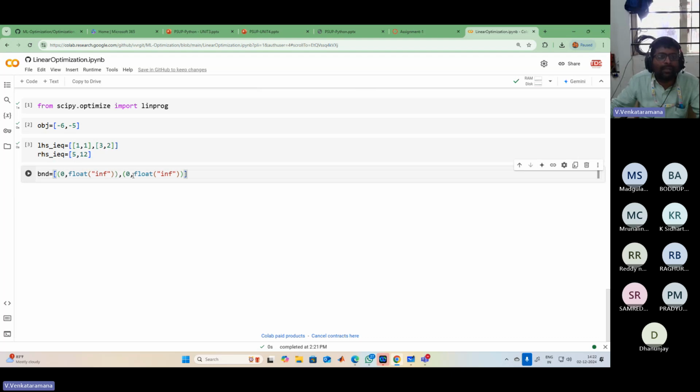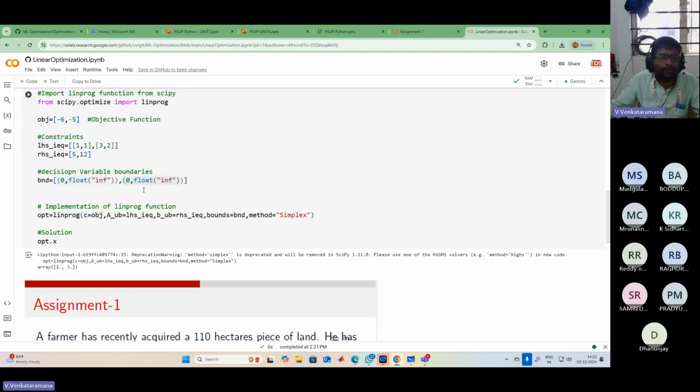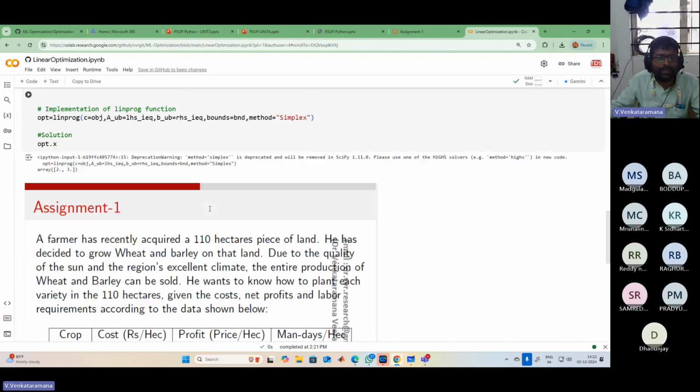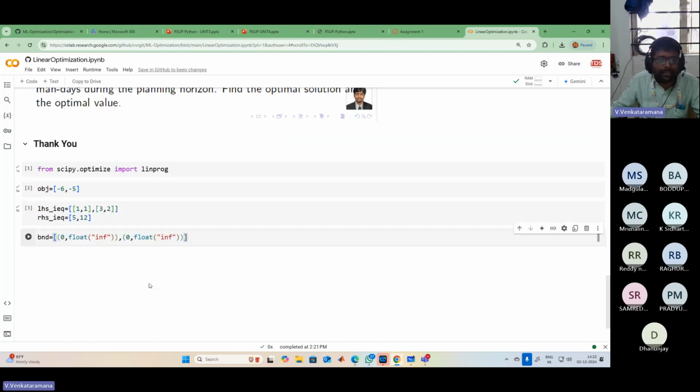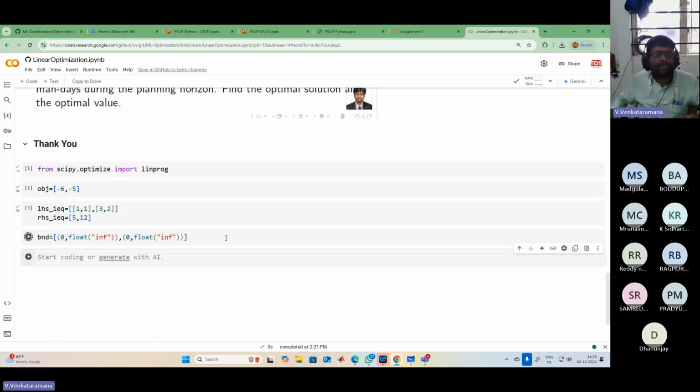So these are the y values, also 0 and infinity. Okay, 0 and infinity. Hope you understand, right? So now the boundary is also completed.